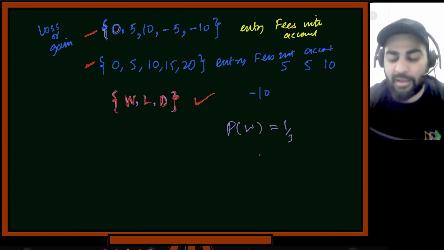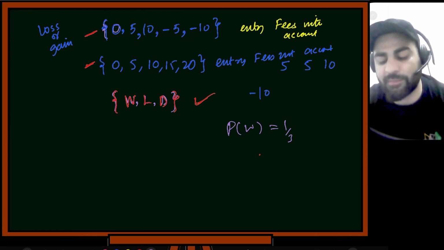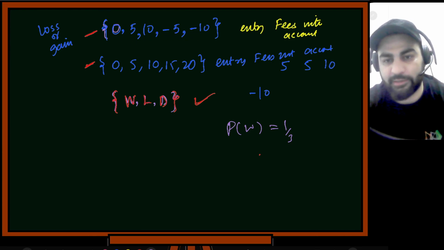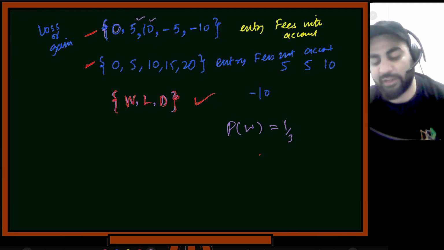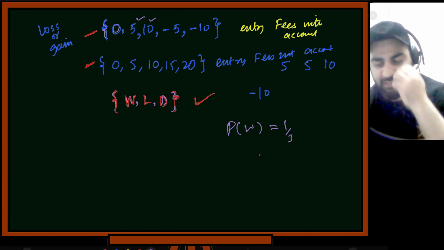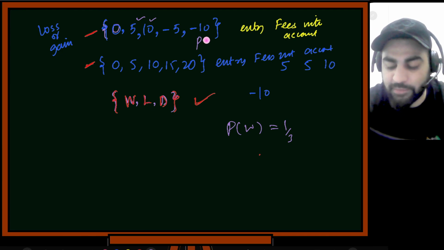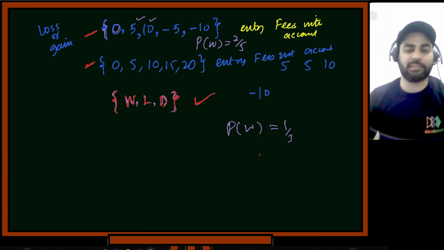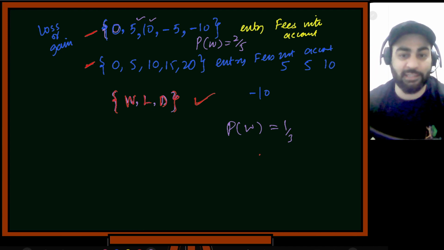Yes, sir. But if you see this one, what's the probability of winning? These two are the possible chances of winning, and otherwise you lose, with -5 and -10. This is when you take entry fees into account. So the probability of winning is equal to 2 by 5. Don't you see different answers? How many of you are able to understand this at least?